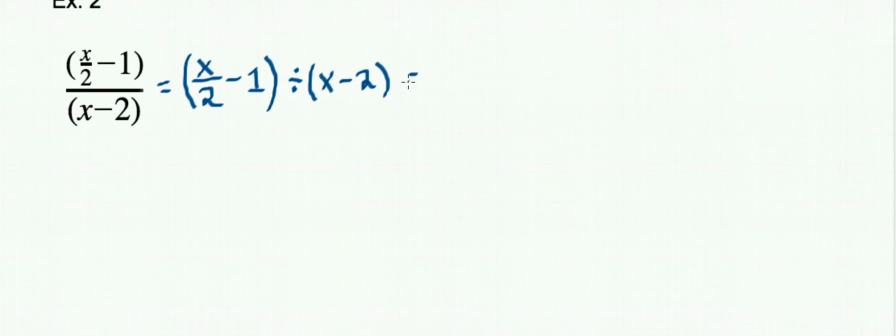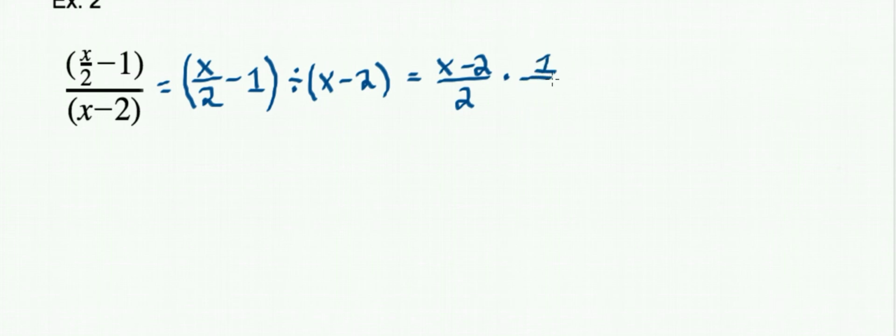So I'm going to rewrite this again, and I'm going to give x over 2 minus 1 a common denominator of 2. That will be the least common denominator of x over 2 and negative 1. So the least common denominator is going to be 2, so that means I have x minus 2 over 2. And let's see, why is that? Well, because x over 2 is the same thing as x over 2, and then negative 2 over 2 is the same thing as minus 1. So that works. And now we're going to multiply this by the reciprocal of x minus 2, which is 1 over x minus 2.